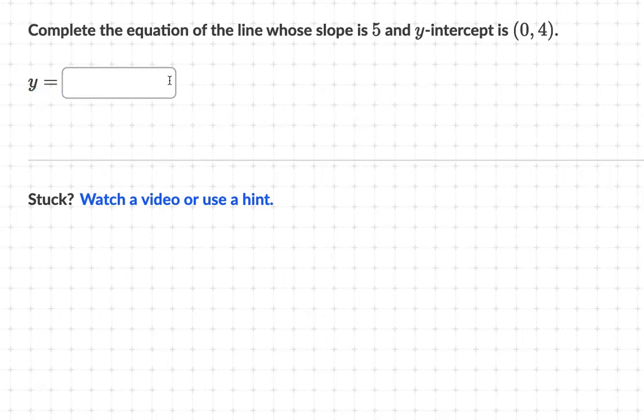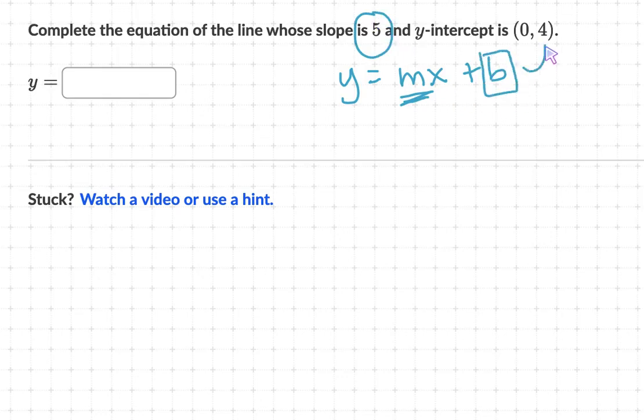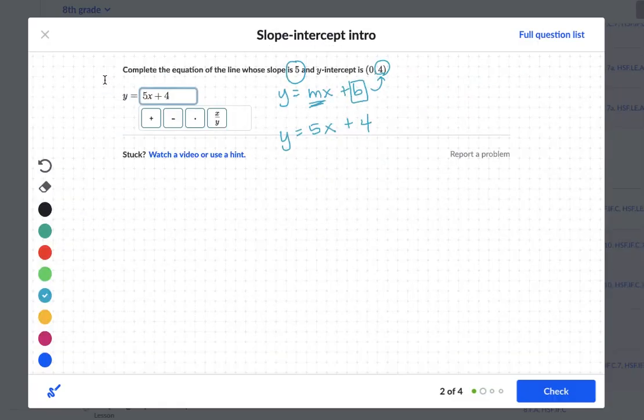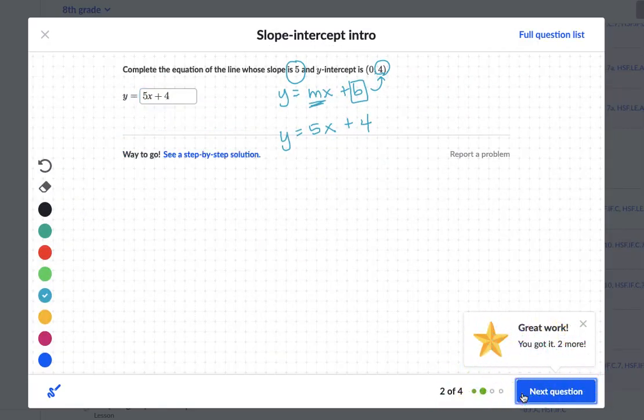All right, so they have y equals blank, which tells you they want it in y equals mx plus b form. Remember, the m is the slope, and then the b is the y-intercept. So let's put all that in there. Y equals 5x, because it's the slope times x, plus the b is the 4, not the 0. So our answer here should be y equals 5x plus 4. So you're just putting it into the y equals mx plus b format there. Let's try another one.